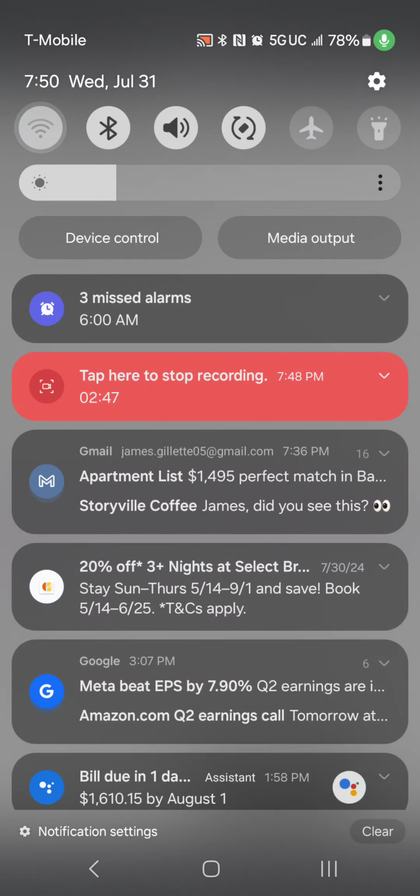So let's just read the article. You want to read the article? Let's read the article. If I turn my Wi-Fi on.